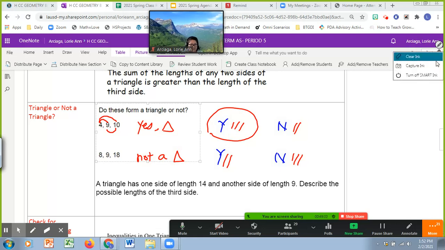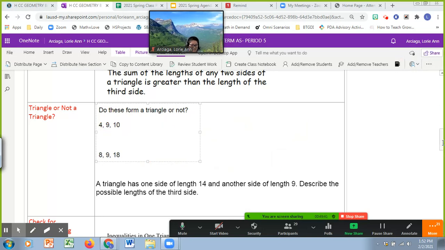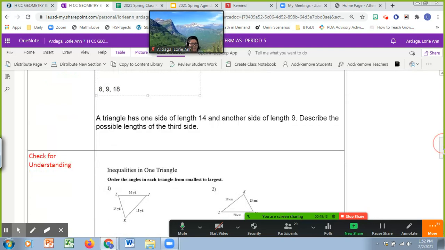Alright, next one. If you answered no for the second one, you win. Okay, last one. A triangle has one side of length 14 and another side of length 9. Describe the possible length of the third side.